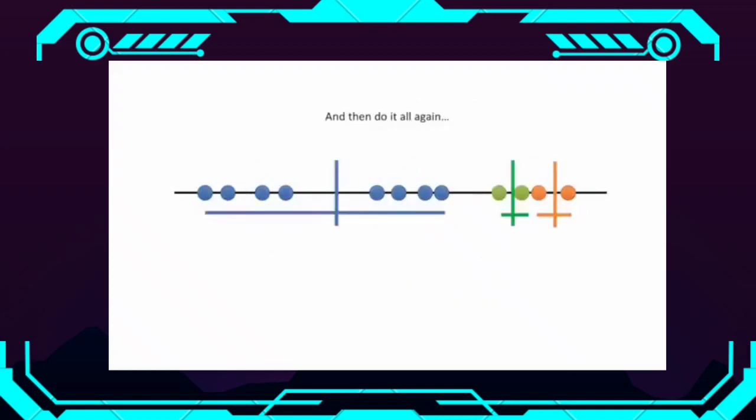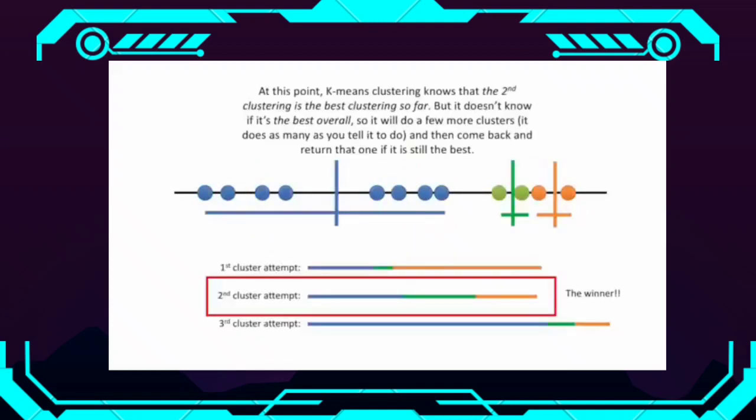And then we do it all again. At this point, k-means clustering knows that the second clustering is the best clustering so far, but it doesn't know if it's the best overall, so it will do a few more clusters. It does as many as you tell it to do, and then come back and return that one if it is still the best.